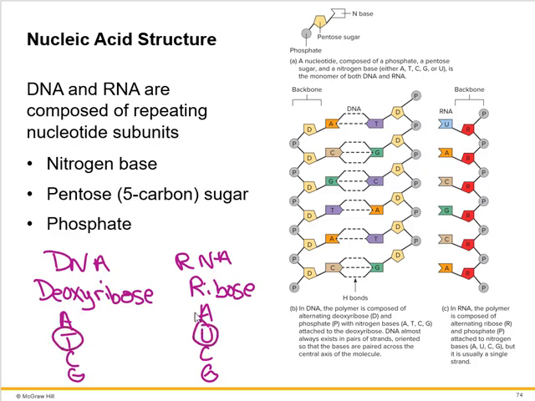But DNA and RNA both have adenine, both have cytosine, both have guanine. And they both have one phosphate per nucleotide, so like this is one nucleotide, basically. So that's another similarity.